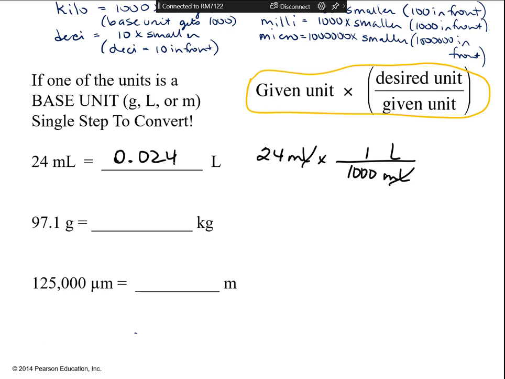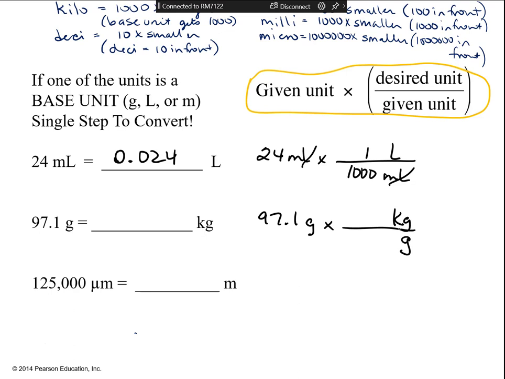Okay. So this I call one step because liters is one of my units. Same thing with the next one. In the next one, grams is one of my units, and so I know I can do this in a single step. So what is my given unit? 97.1 g, times in a line, just like before. What unit am I going to put at the bottom? Grams. What unit am I going to put on top? Kilograms.